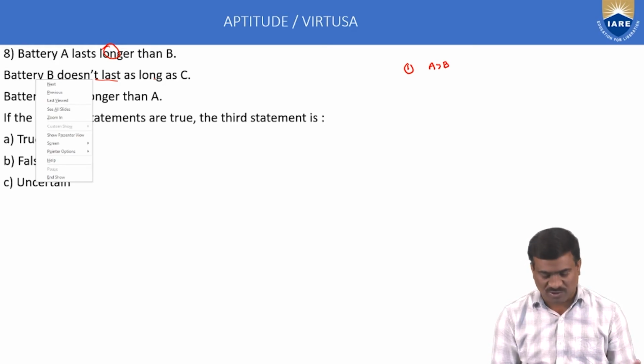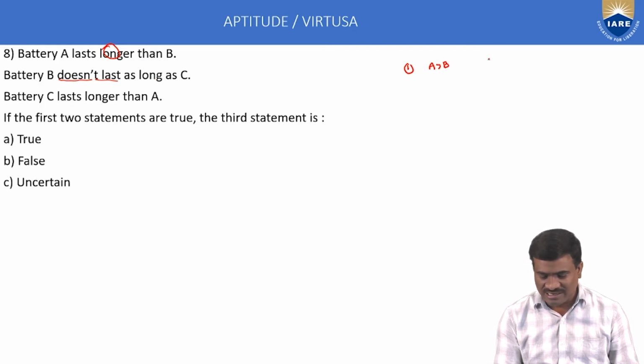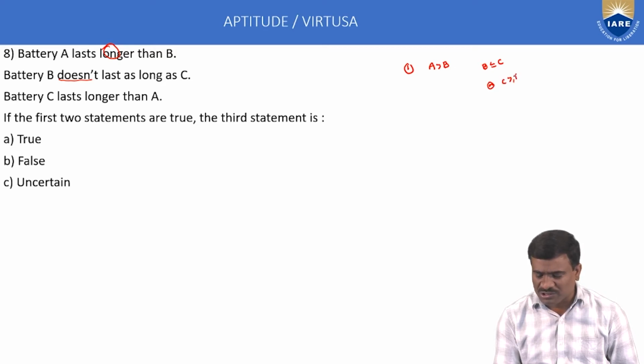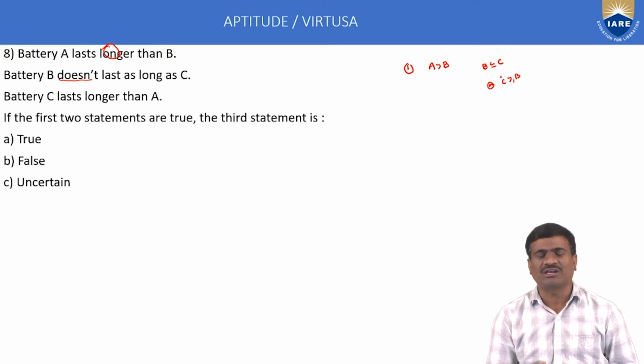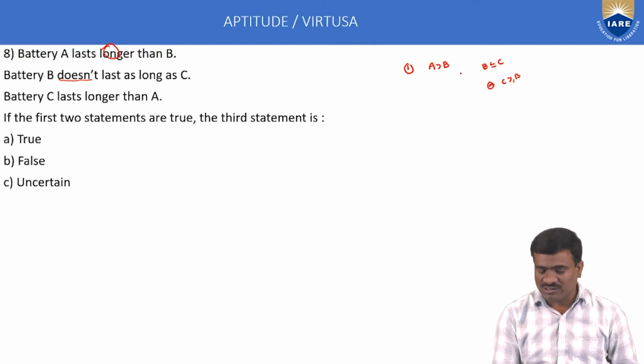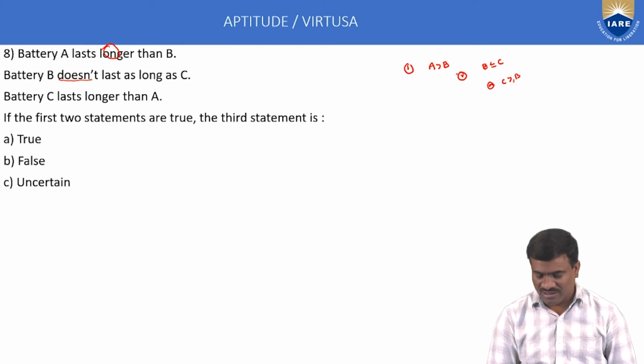Two cases are possible. Second case, here B less than or equal to C, or C greater than or equal to B. This is called the second statement. Third statement: battery C lasts longer than A. Third one, C greater than A.